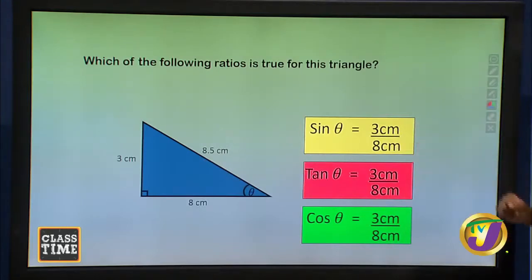So this first one is out. That means we can't use sine for this. So that one is not true.